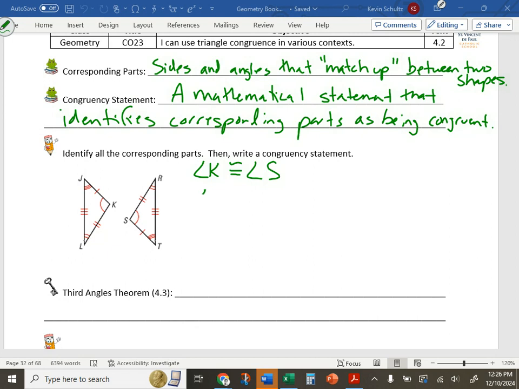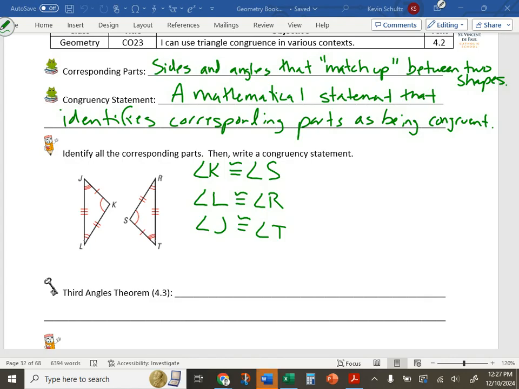Angle L is congruent to which angle in the second shape? R, because they both are marked with two arcs. Okay? And finally, angle J is congruent to angle T, because they are both marked with three arcs. Okay?